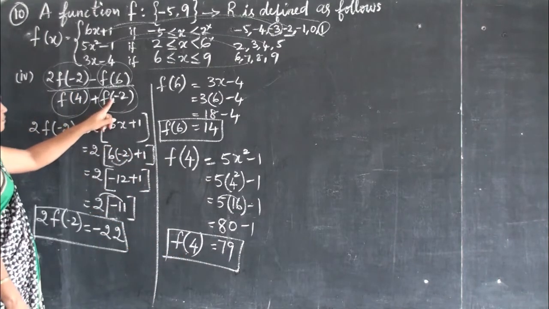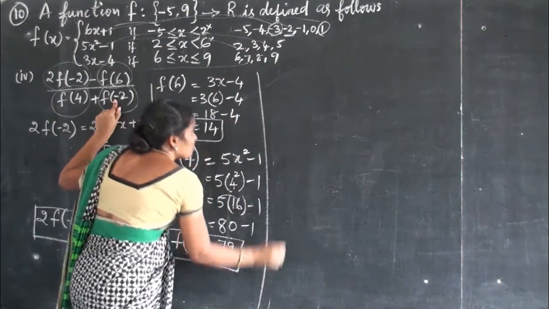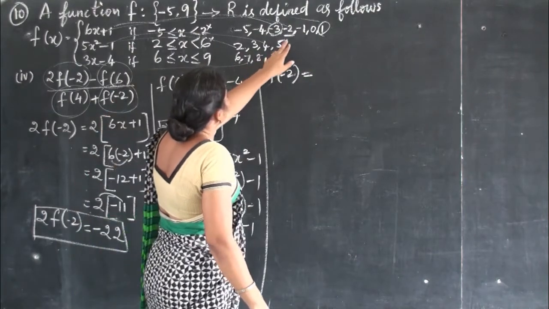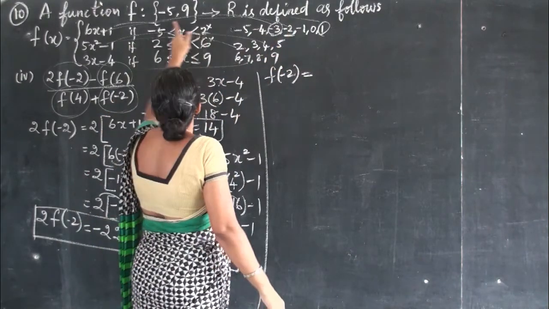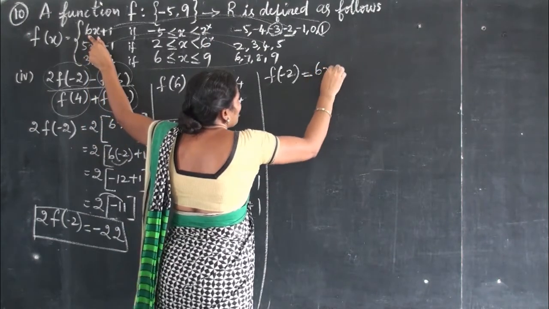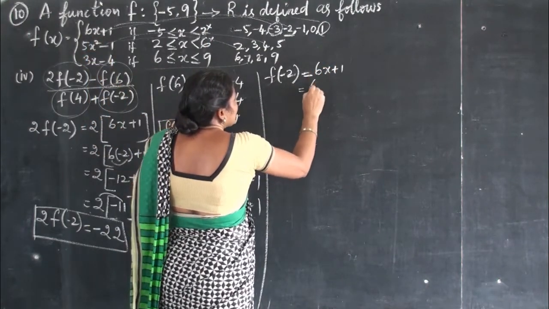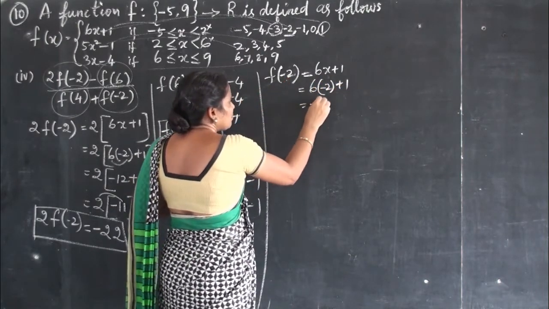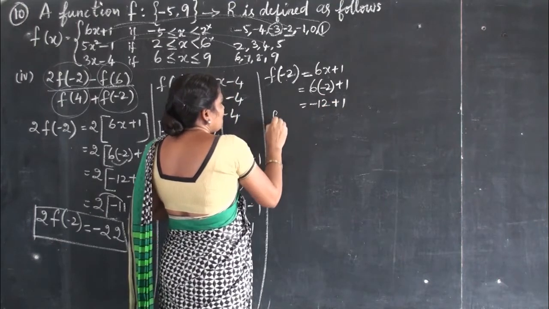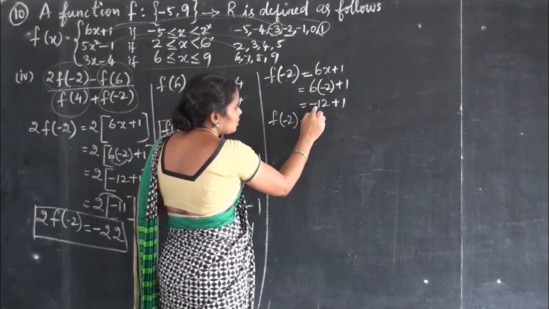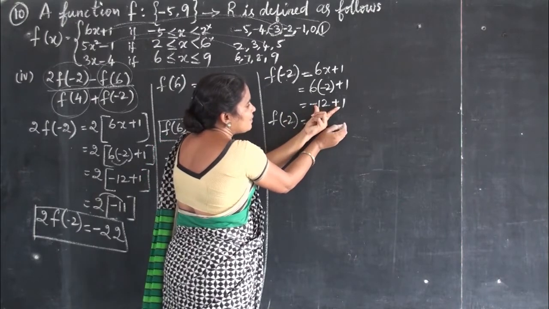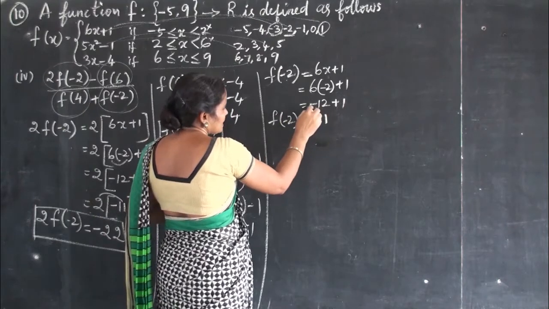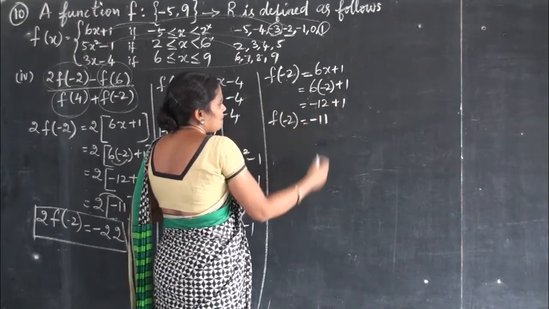Then find f of minus 2. So f of minus 2, the equation is the first equation, that is 6x plus 1. Okay, 6x, so write minus 2 plus 1. 6 2s are 12, minus 12 plus 1. F of minus 2 is equal to minus 12 plus 1. Here we have different signs, so we have to subtract 12 and 1. So 11. 12 is greater, so write minus 11.